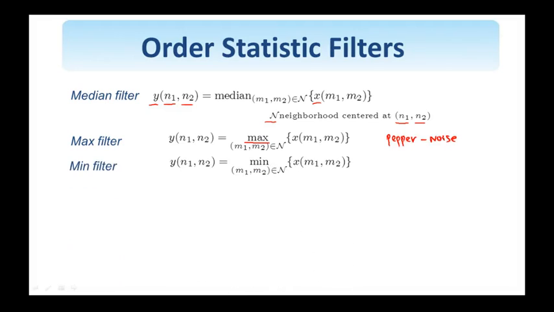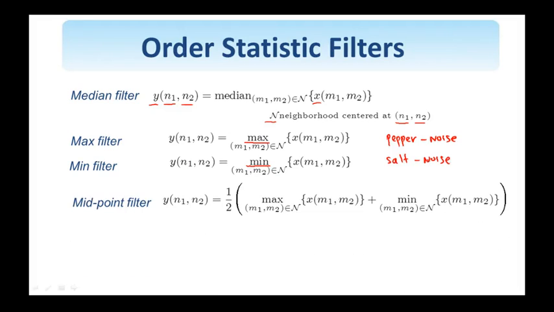The min filter finds the darkest point in the neighborhood, the minimum value, and therefore this is good for reducing salt noise. The midpoint combines order statistics and averaging, so it is the average of the maximum and the minimum values in the neighborhood. And this works best for randomly distributed noise like Gaussian or uniform.